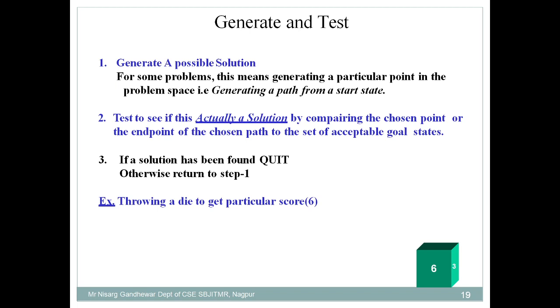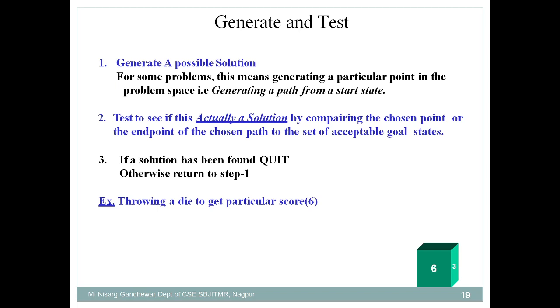So what exactly are you doing over here? For some problem, it means generating a particular point in the problem space. I just explained what a problem space is. Problem space is an area where your solution exists somewhere, but you have not reached that solution. Initially you are at the initial state, and generating a path from start state to the goal state means you need to generate a path. You need to reach from initial state to goal state.